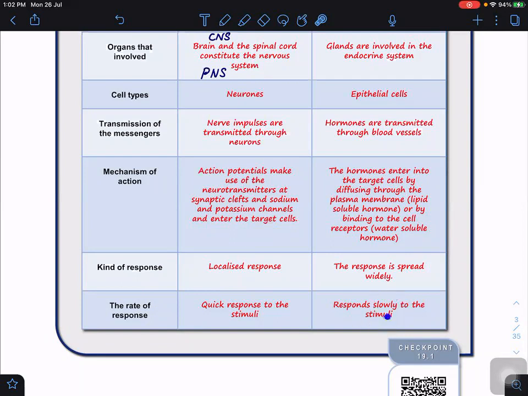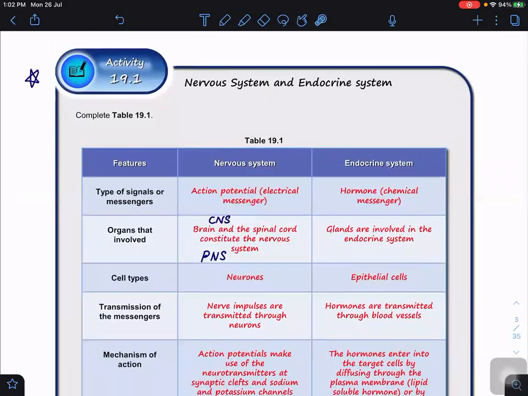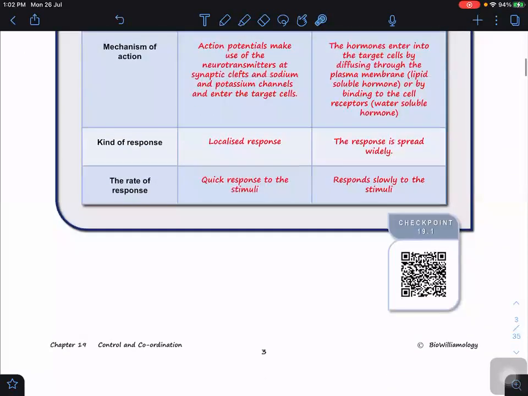Even though we use the word slowly, we have to be aware that even slow is not like taking many years or many hours. In this case, slower means that compared to the nervous system, which may take a few milliseconds, the endocrine system may take a few seconds. Are you clear? So those are the differences between the nervous system and endocrine system. Always remember this.